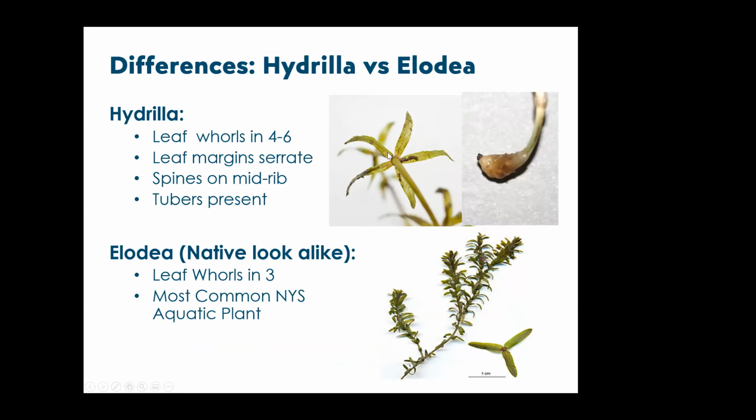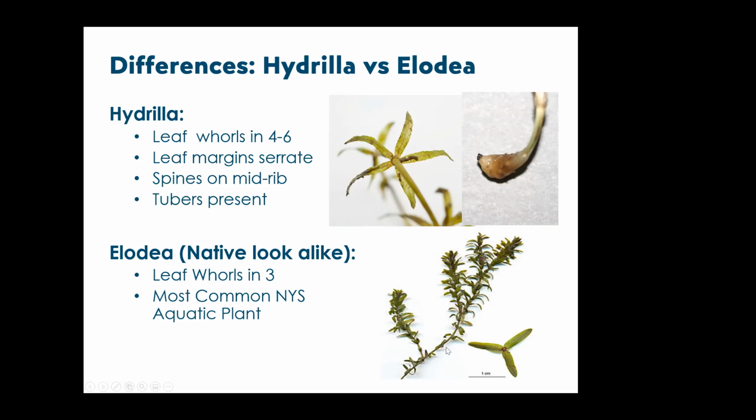And once again, the leaf margin, the edges of the leaves, are finely toothed. So if you look at them closely, they're toothed. And there is a spine going on the midrib. And they often have these tubers, which they will produce to go into the substrate. And that's how they're able to overwinter and spread.